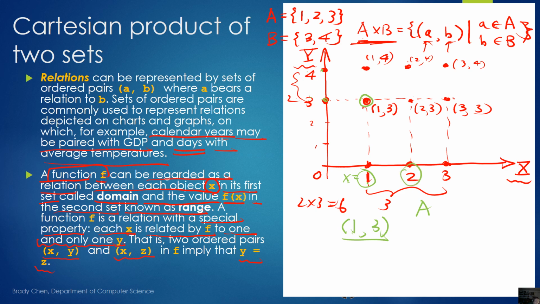Now for value 2 in A, if x equals 2, I'm also going to define a unique value in B. So in this case, I pick this value. So then I'm going to say 2 maps to 4. And again for 3, I need to pick one, so I'm going to map 3 to 3. Now for each value 1, 2, 3, you're going to map to a unique element in B. That way I define a function.